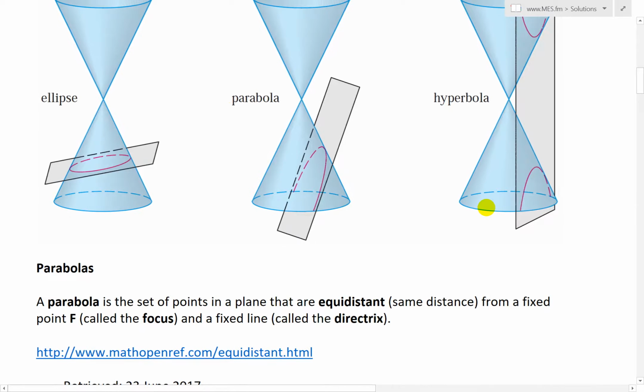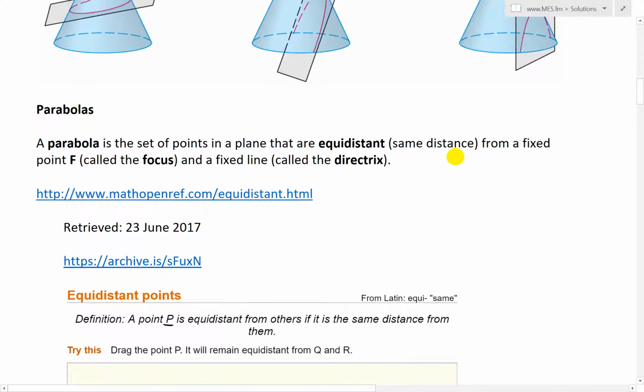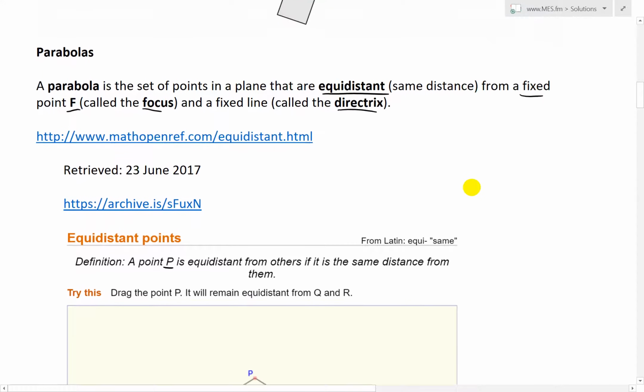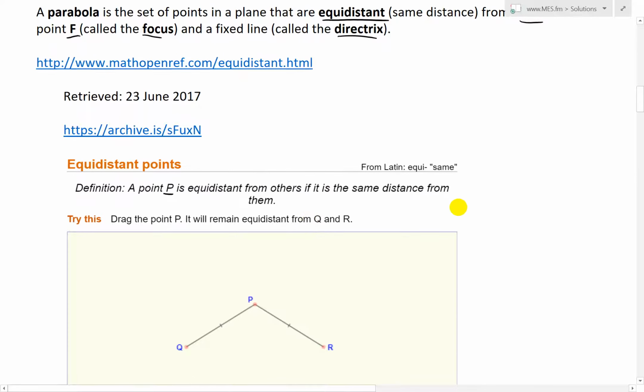So in this section we'll look at parabolas and go over the formal definition. A parabola is a set of points in a plane that are equidistant, i.e. the same distance, from a fixed point F called the focus, and a fixed line called the directrix. I believe that's how you pronounce it. Here's a quick reference on equidistance from mathopenref.com.